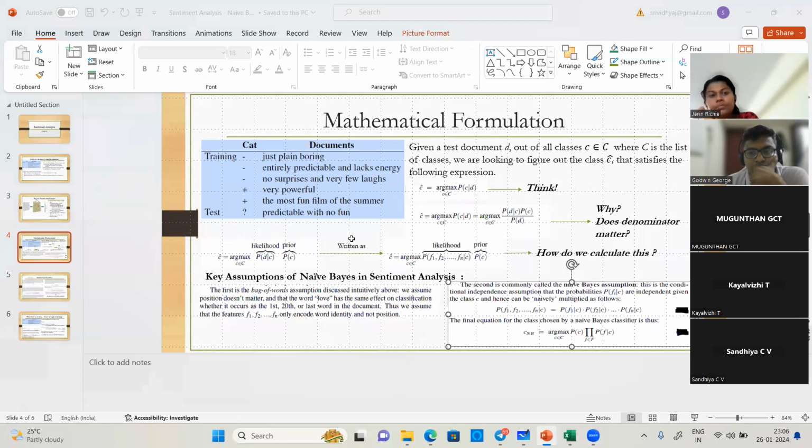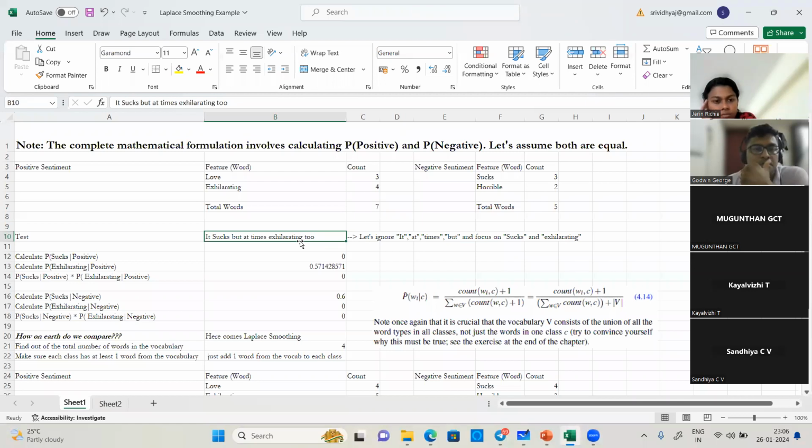Now, can you tell me how many features we are dealing with here? The document is: it sucks, but at times exhilarating too. Now, how many features? 2. Why? Because we've excluded all those words, it, at, times, but. We've ignored them because we can't do anything about those words. So we are focusing only on 2 features. What are those features? Sucks and exhilarating. Correct. These are the 2 features that we are focusing on.